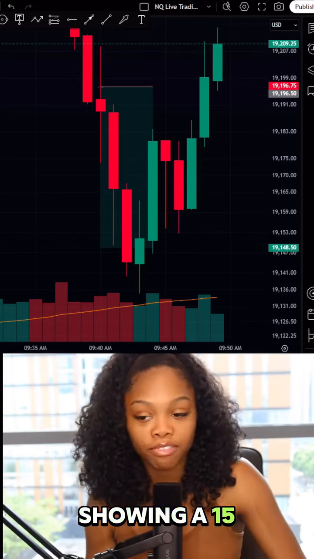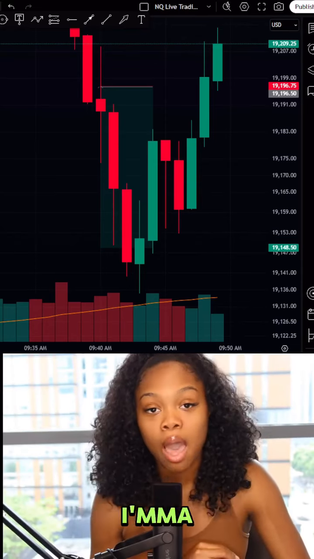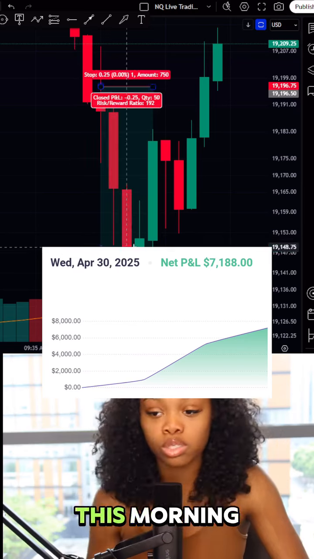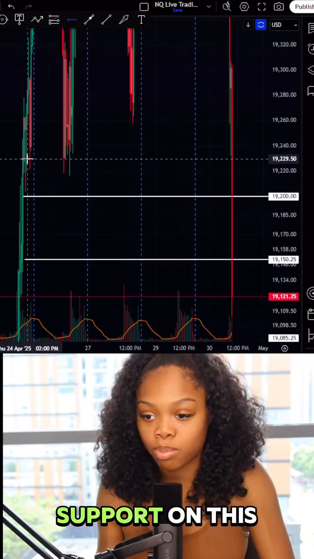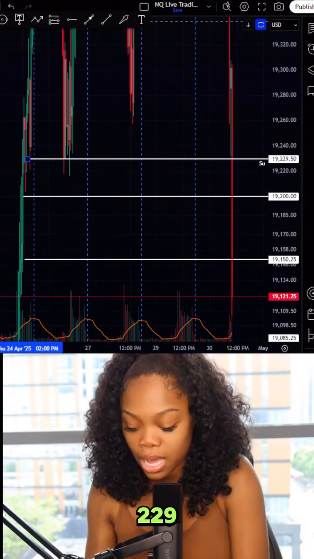Instead of just showing a 15-second chart with no context, I'm gonna go ahead and break down why I was looking for shorts this morning and why I got in where I did. All right, so just for context, we did have support on this 30-minute around 229.